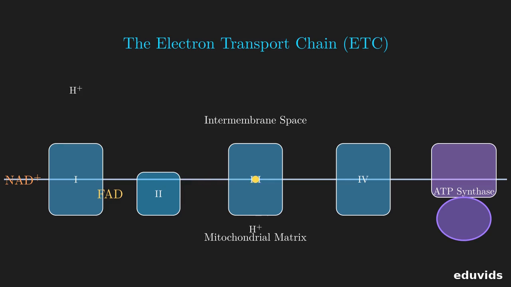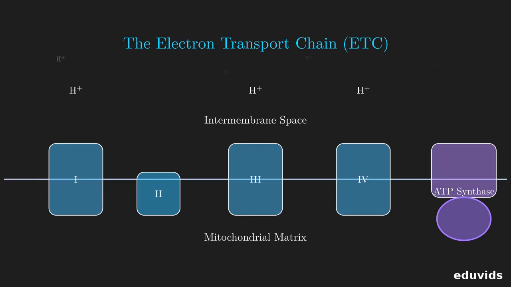As electrons flow through complex 3, more protons are pumped into the intermembrane space. Cytochrome C, another small carrier, then accepts electrons from complex 3. Cytochrome C carries these electrons to the final protein in the chain, complex 4. Complex 4 uses the electron energy to pump even more protons out of the mitochondrion. At the end of the chain, oxygen acts as the final electron acceptor. When oxygen accepts electrons, it combines with protons to form water.